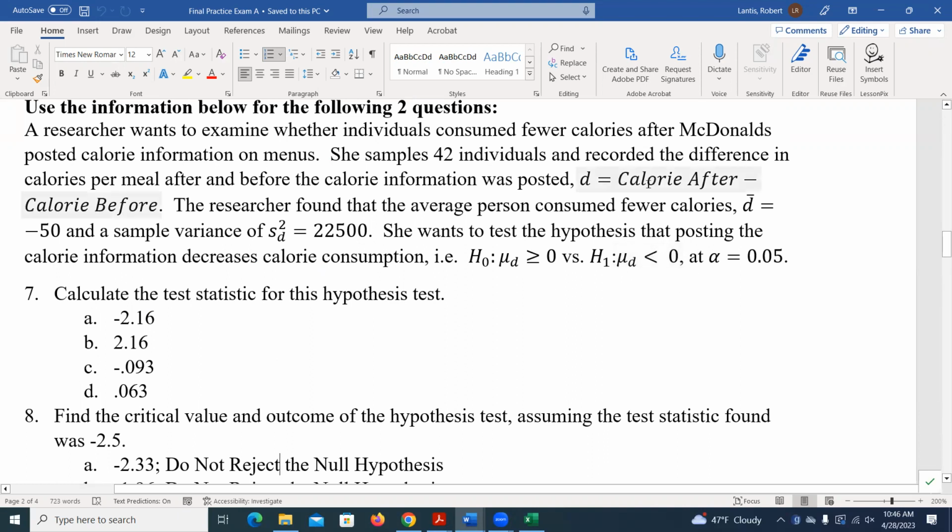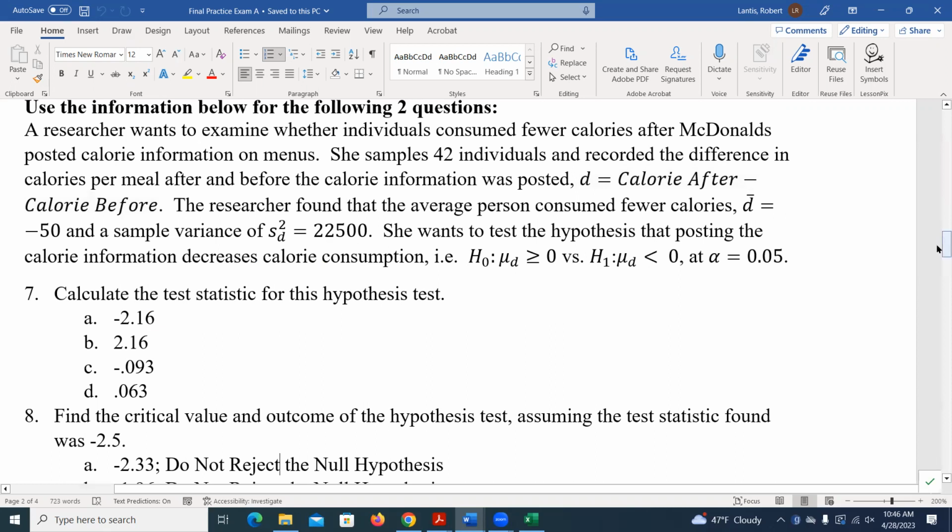Well, how did I calculate that difference? It was after minus before. So I'm really saying, is the average change in calorie consumption negative? Is that difference something below 0? That's my alternative hypothesis. That's what I'm trying to find. I stacked that against myself, assuming the exact opposite is true. Okay, so I've got this left-tailed test.